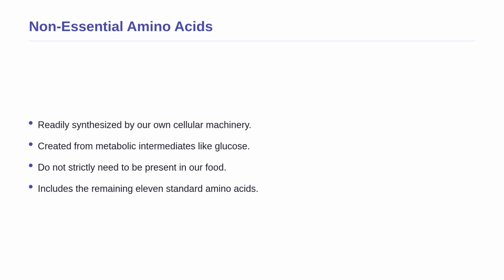Having identified the amino acids we must eat, what about the ones we can make ourselves? These are known as non-essential amino acids. Please do not let the name fool you. They are incredibly important for your survival. The label non-essential simply means that our cells can readily synthesize them from other metabolic intermediates, such as glucose or other amino acids already present in the body. Because your internal biological factory has the enzymes and machinery to manufacture these 11 amino acids on demand, they do not strictly need to be present in the food we eat every single day.